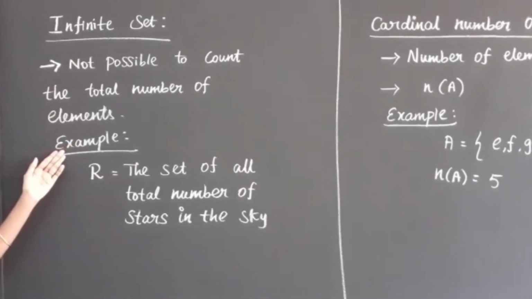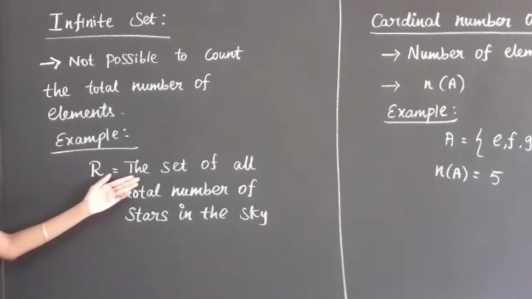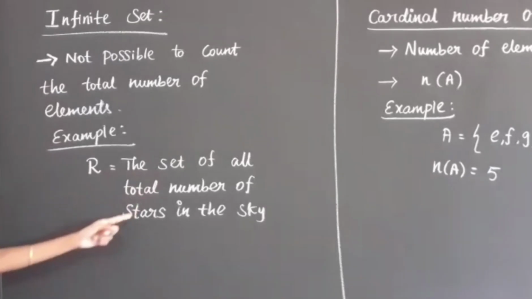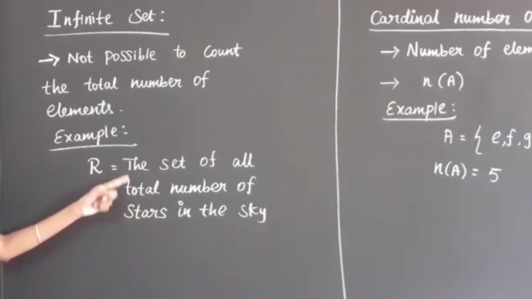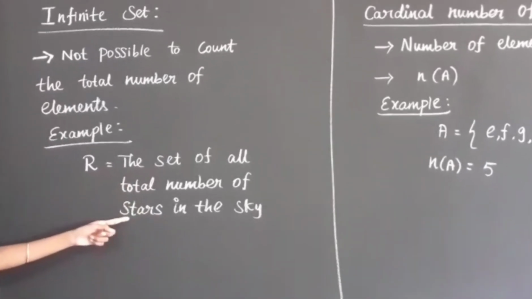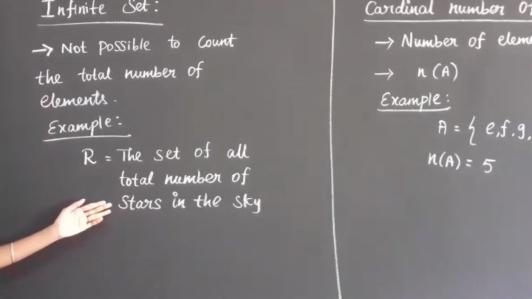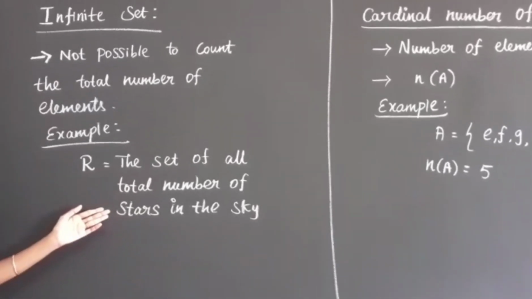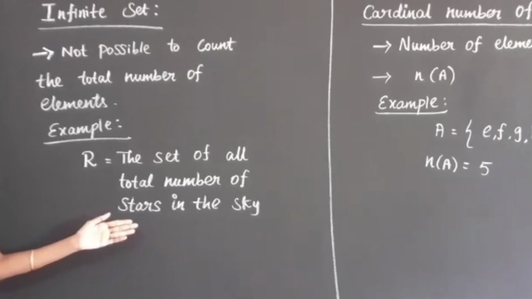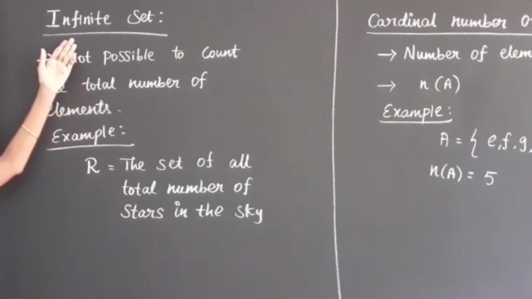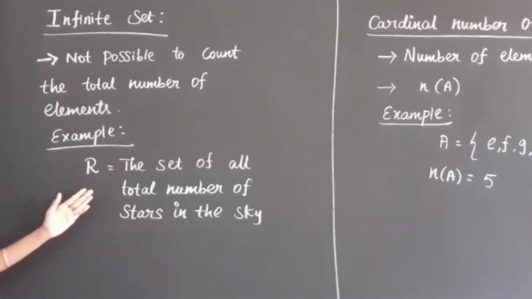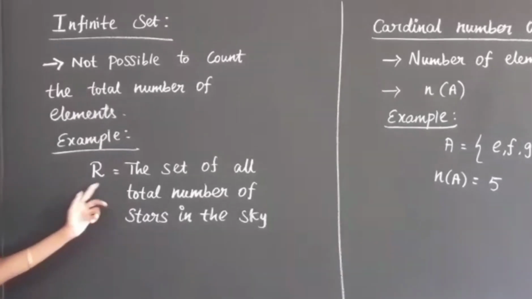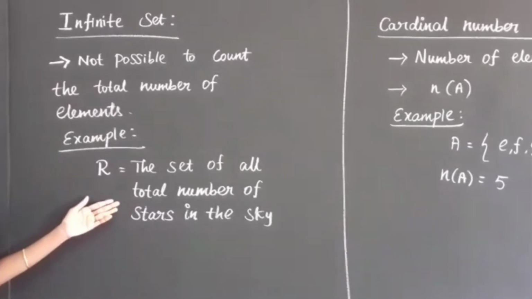Example for infinite set is R equals the set of all the stars in the sky. Is it possible to count the stars in the sky? No, it is not possible. So, it is an example for an infinite set. So, infinite means we are not able to count the total number of elements in the set.